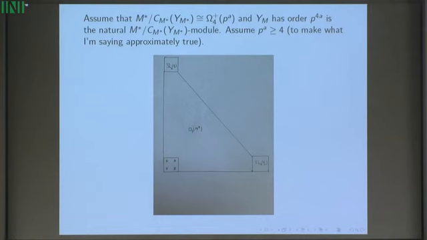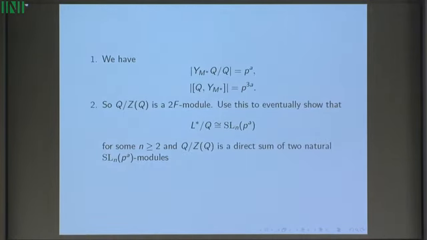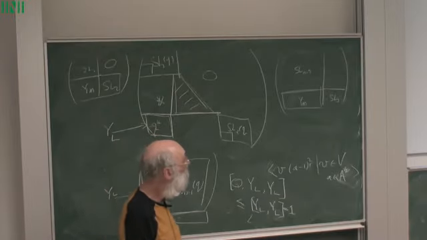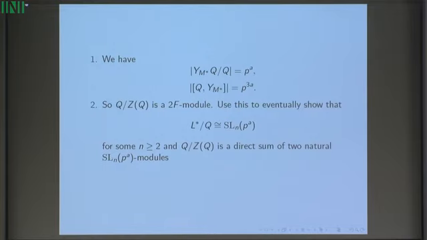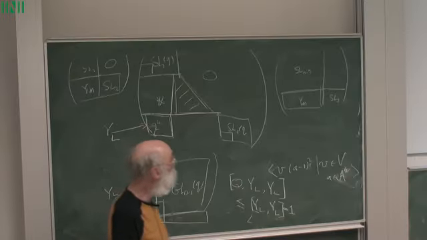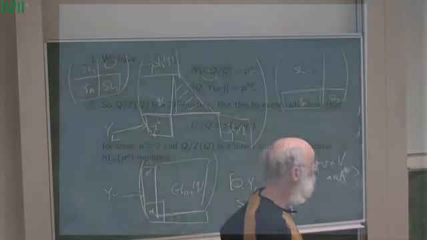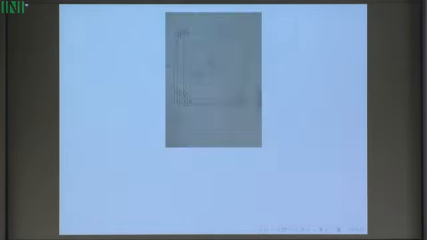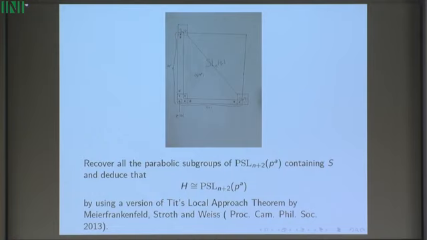So there's a bit more detail of this case. We have ym star Q mod Q. It's just a group of order q. Q comma ym star is this group here, this q cubed. And so we get Q mod the center of Q is a 2F module in that case. We know about 2F modules. That's the point. We know about module actions. Yep. So that gives us these two. So at that stage we have this parabolic and these pieces, and it allows us to put the whole thing together, and we get H is PSL n plus 2 of p to the a.